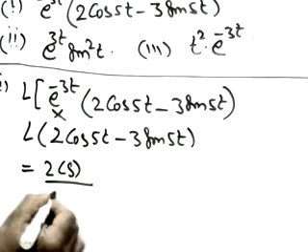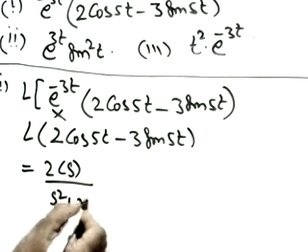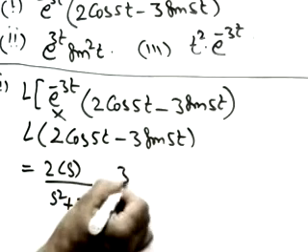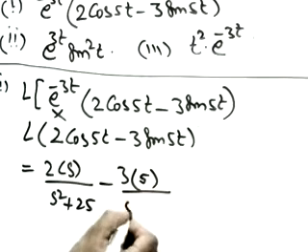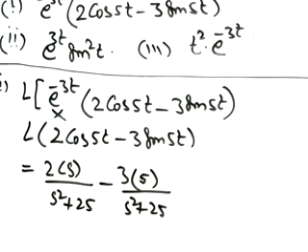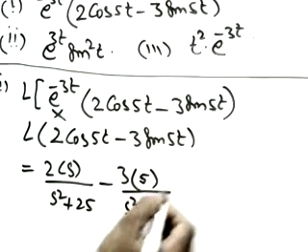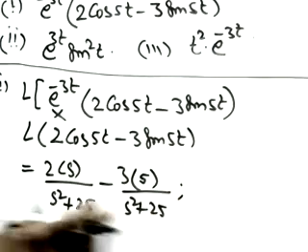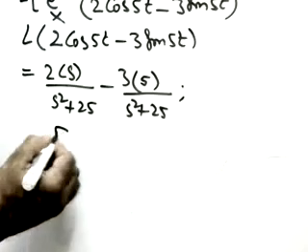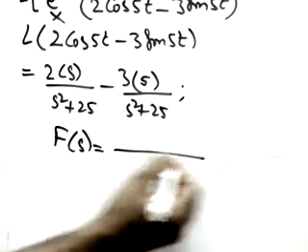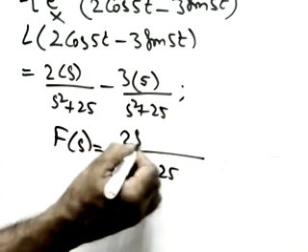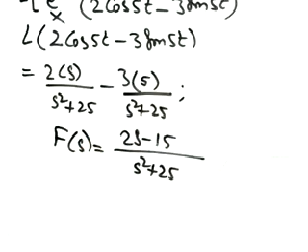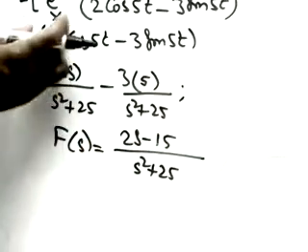Now 2 into Laplace of cos at is s divided by s square plus a square, 5 square is 25. Minus 3 into Laplace of sin at is a by s square plus a square. Watch carefully. Let me denote this by F of s. So F of s equals, you take LCM, LCM is s square plus 25. Here it will be 2s minus 15.